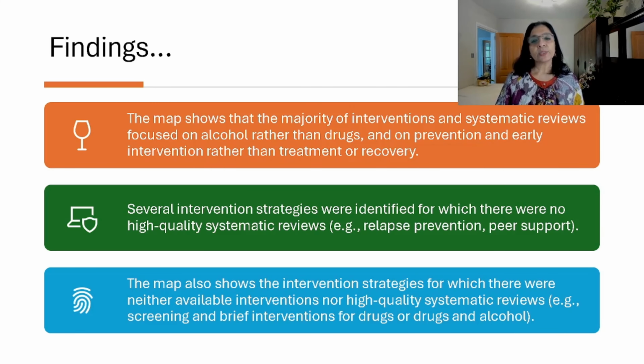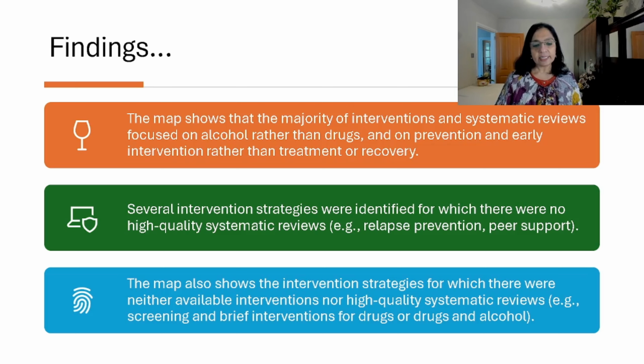So the map shows that the majority of interventions and systematic reviews focused on alcohol rather than drugs. So this was a key finding. And most interventions and reviews focused on prevention and early intervention rather than treatment or recovery. So you can see the clear gaps we can identify by looking at these findings.